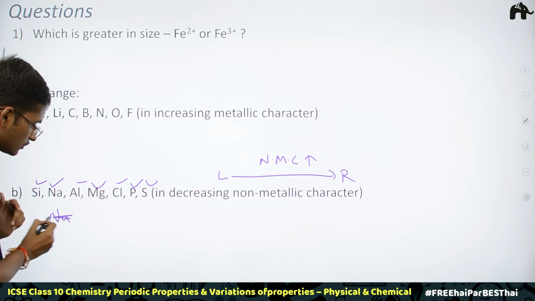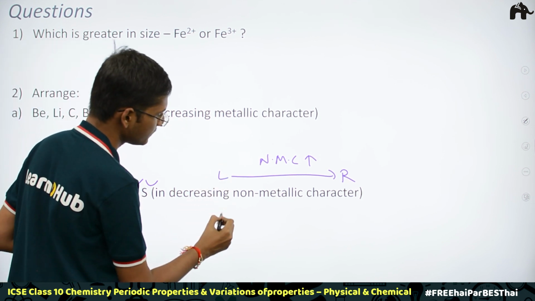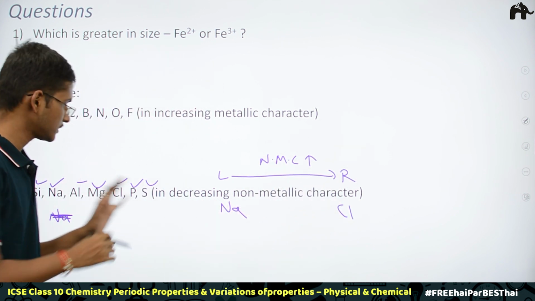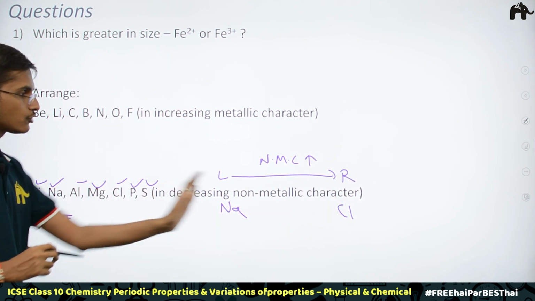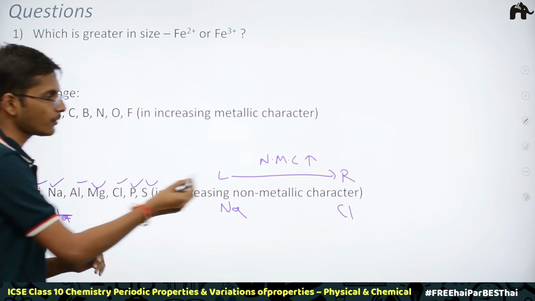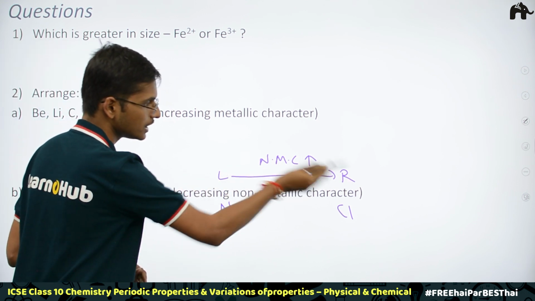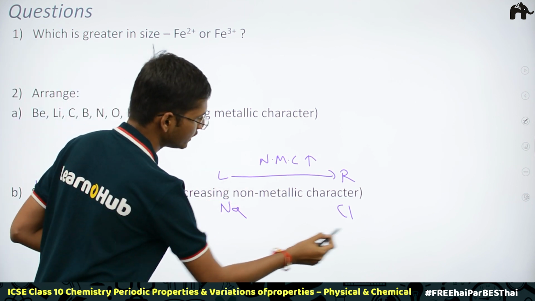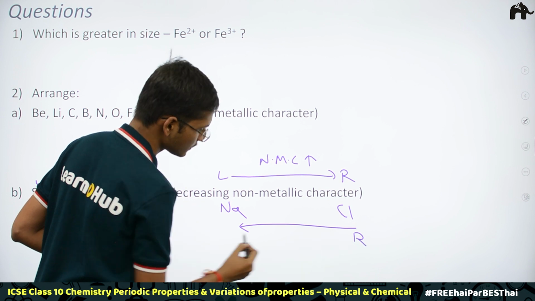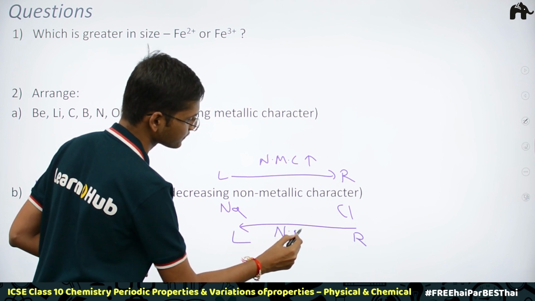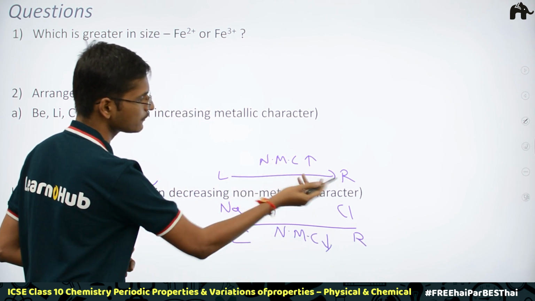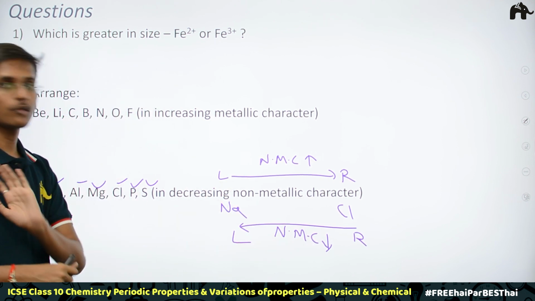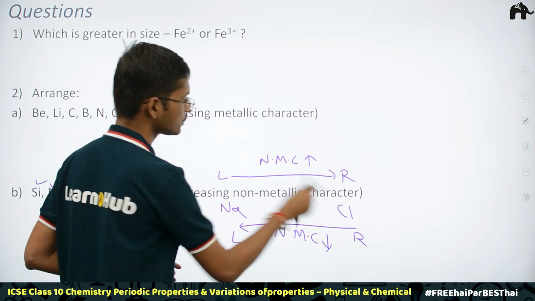We know that the third period starts from sodium to chlorine, and argon would be at the end, but here there is no argon. We just arrange till chlorine. Non-metallic character increases from left to right, but we have to arrange in decreasing order, so moving from right to left, it decreases. This means sodium has the least non-metallic character, chlorine has the most.